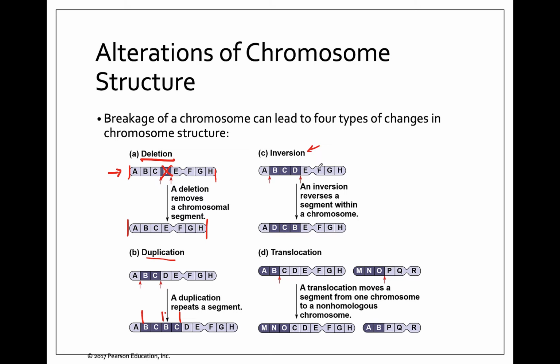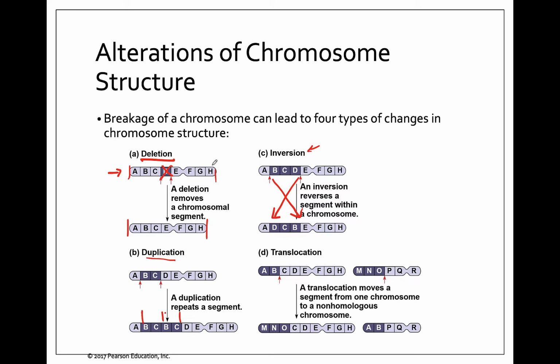Another one is an inversion. This is where a piece actually comes apart and then gets switched. So instead of going in the order of A, B, C, D, it gets switched. The B ends up on this side, the D ends up over here, and we get A, D, C, B. Keep in mind that the deletion, the duplication, and the inversion are only concerned with one chromosome.